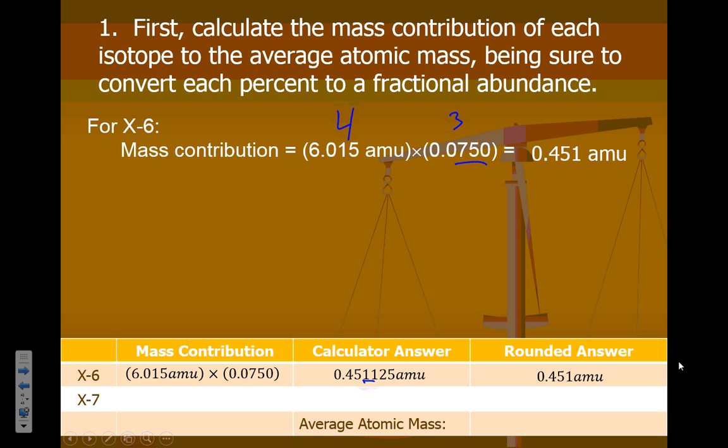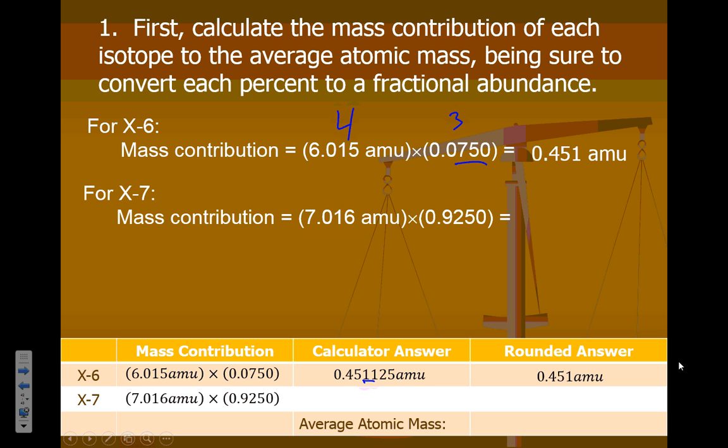Now we turn around and find the mass contribution of X7. Its mass times its percent as a decimal, divide by 100, so 0.9250. Plug it into the calculator, and then remember, we have to do the same thing. Even though that's the calculator answer, that might not be the right rounded answer. This one has 4 sig figs. That one has 4. I'm going to round to 4. So I'm rounding, oops, nope, that's only 3 sig figs.